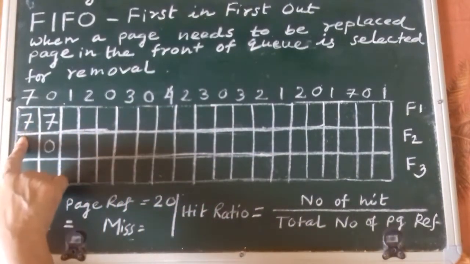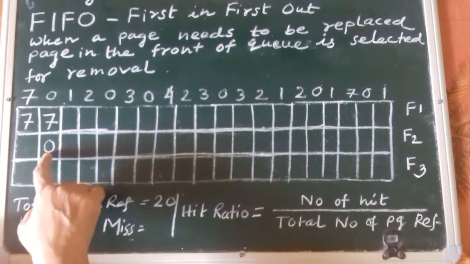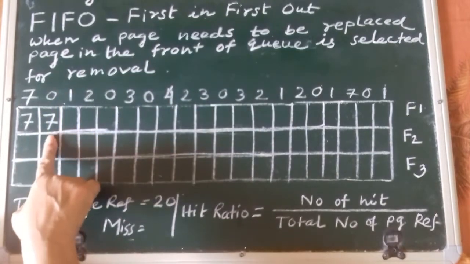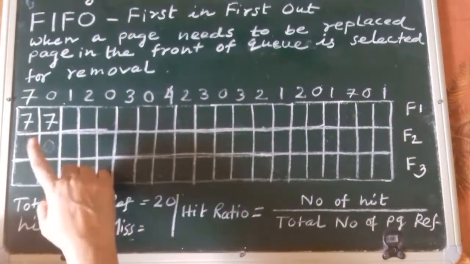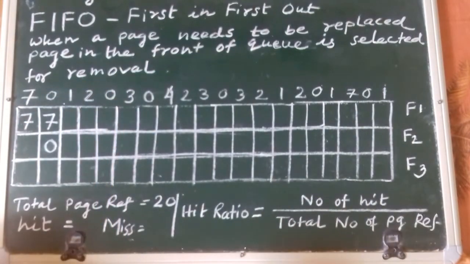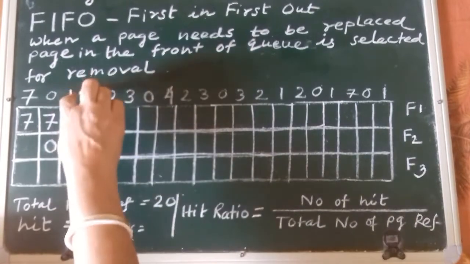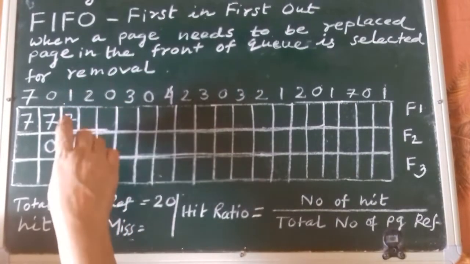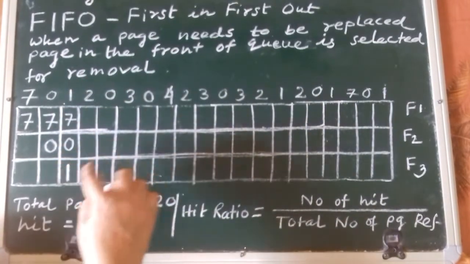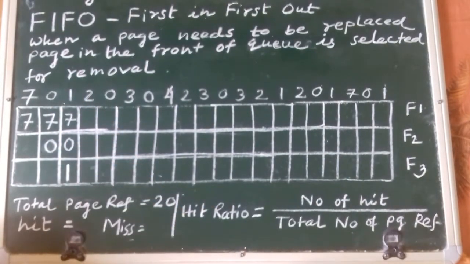See here, there is a page fault. 7 was not there, so 7 was brought from virtual memory. Now one frame is occupied by 7. Next reference is 0. 0 was not present, so 0 was brought from virtual memory to main memory. Next request is for 1. 7 was already there, 0 was already there, one frame is free, so 1 was brought from virtual memory and kept there. Now when 2 comes, a page replacement algorithm is needed.